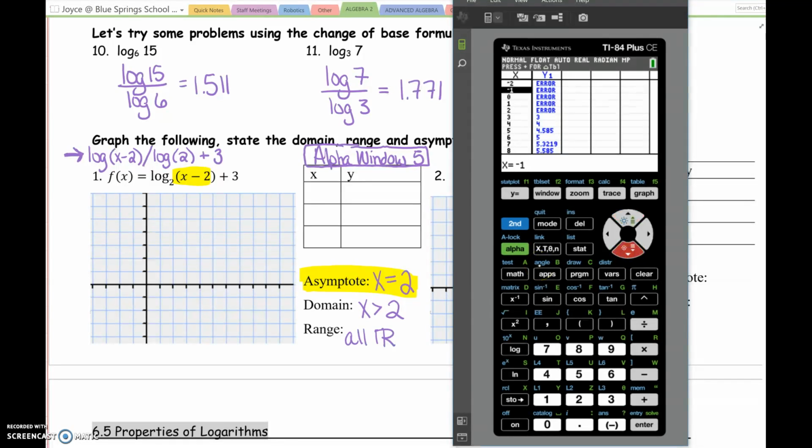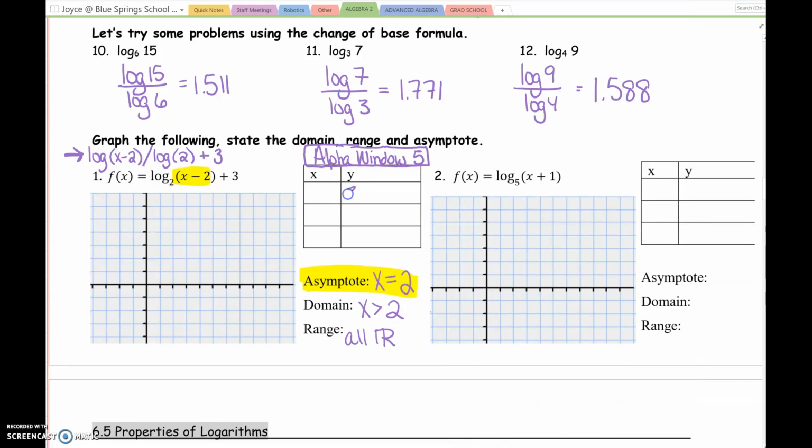First, I want to talk to you about all of the errors that you see in the table. The domain says x is greater than 2. So if our x value is smaller than 2, it doesn't work. That's why you see the errors in this table. Remember, you can move the table up and down. So what points do you think we should graph out of this calculator?